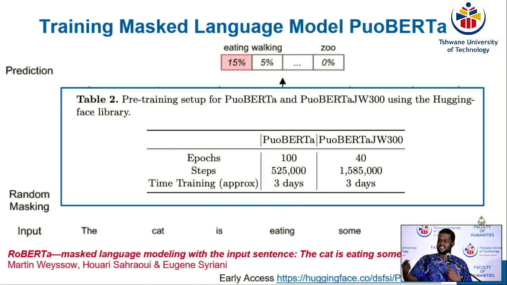Then the machine learns to predict what's the word. And if it does that, it's almost learning grammar because it gets to understand the structure of the sentence, all those things to say, what is the word that is missing in the sentence? So that's how Puo Beta comes in.